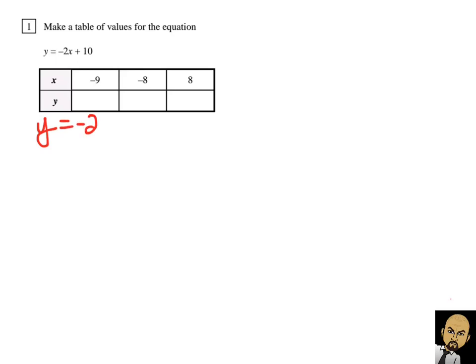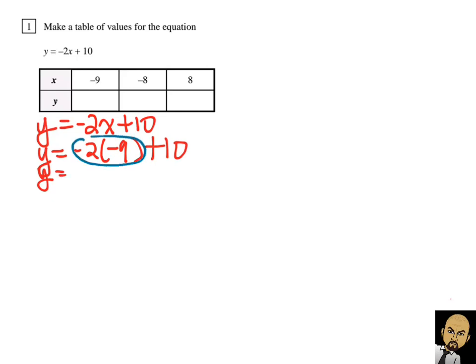So the first thing you want to do is write your original equation. y equals negative 2x plus 10, and the x value is going to be negative 9. So we're going to substitute it. Instead of negative 2 times x plus 10, it's going to be negative 2 times negative 9, the value substituted, plus 10. Next, we're going to multiply first, because we have multiplication and addition, and in the order of operations, we multiply first before addition.